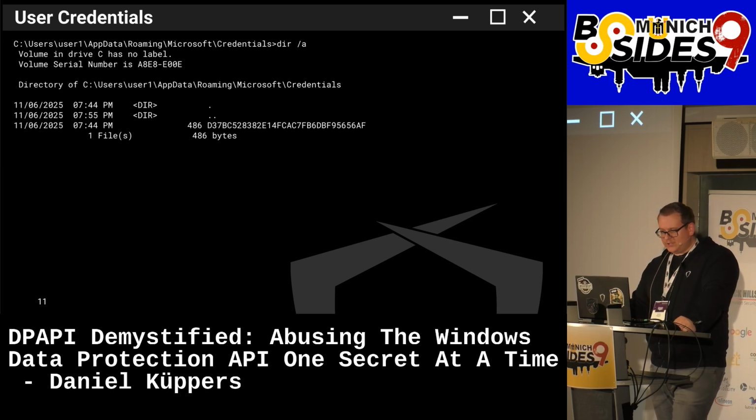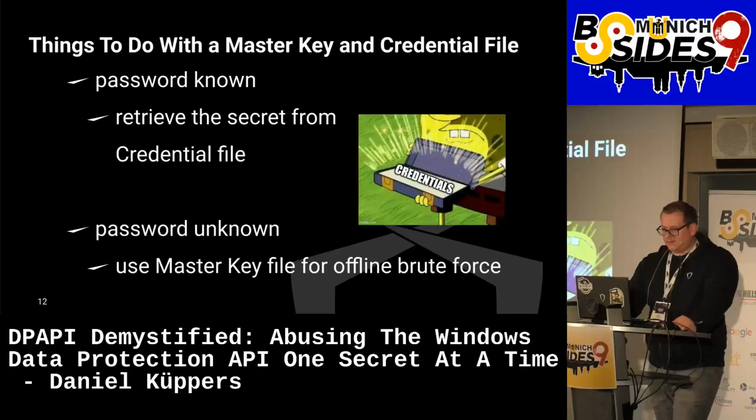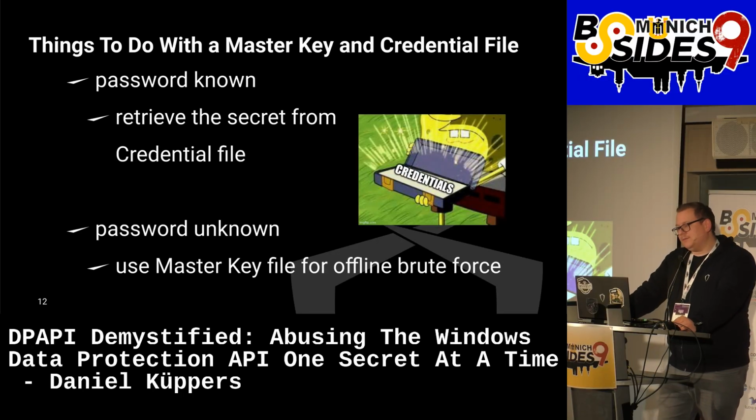The user credential files are also just globally unique identifiers, but missing dashes. And as a rule of thumb, master keys have dashes and are lowercased. Credential files have no dashes and are all uppercased. That's relatively simple. So what can we do with this now?